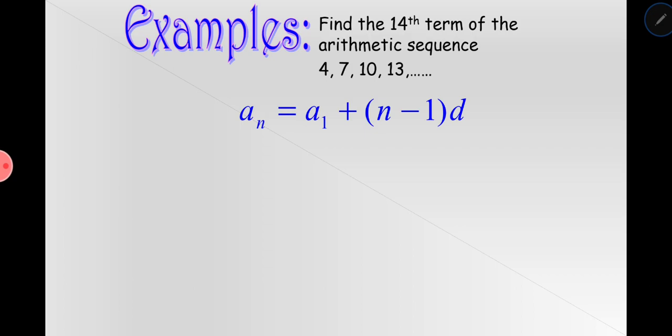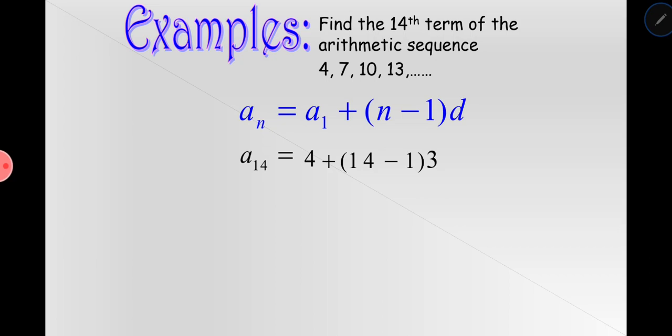We subtract 4 from 7. So 7 minus 4 we have 3. 10 minus 7 we have 3. And 13 minus 10 we have 3. So ayan. So sinubstitute na natin.